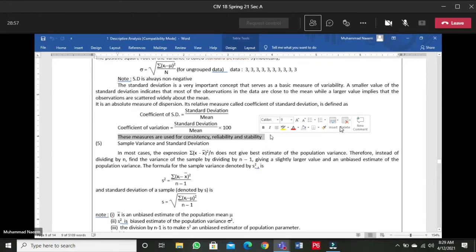If a batsman is scoring forty runs, 45 runs, 50 runs in consecutive 5 matches, he is consistent. But if he is scoring 100, then in the next match 0, in the third match 15, then a half century, so he is not consistent. Similarly, we need stability and reliability in our system.